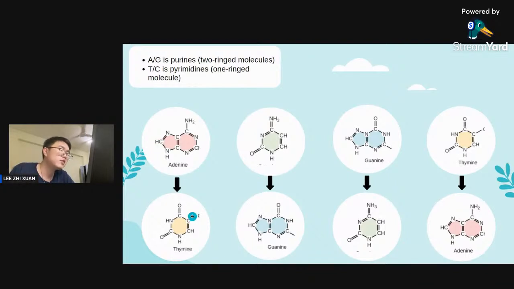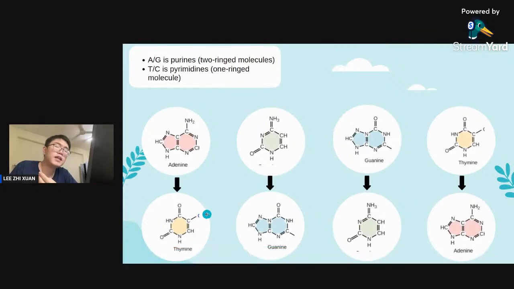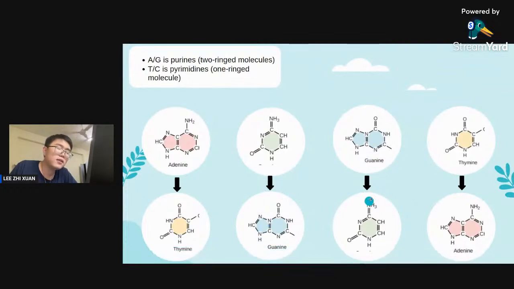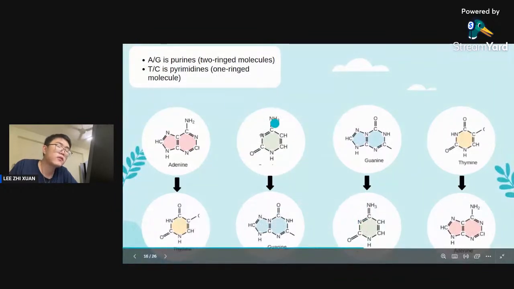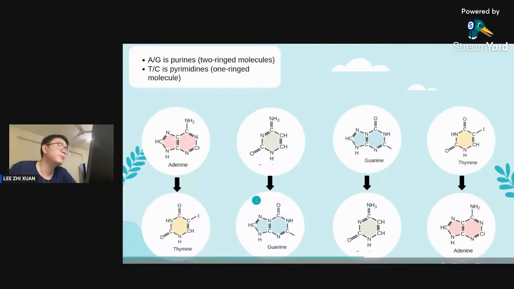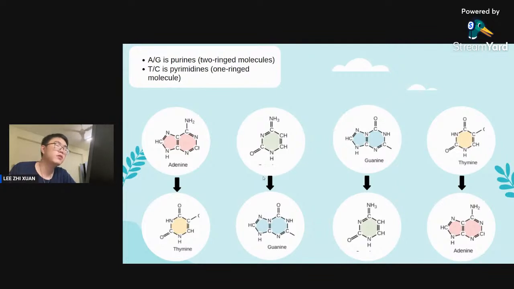So adenine will be fixed to thymine. Either adenine is fixed to thymine, or adenine is fixed to uracil. If it is DNA, it is thymine; if it is RNA, it is uracil. For the others, cytosine can only be fixed with guanine. Cytosine only can fix with guanine only. C and G. So A, T, C, G. I normally memorize it like that. A is bonded with T, C is bonded with G.